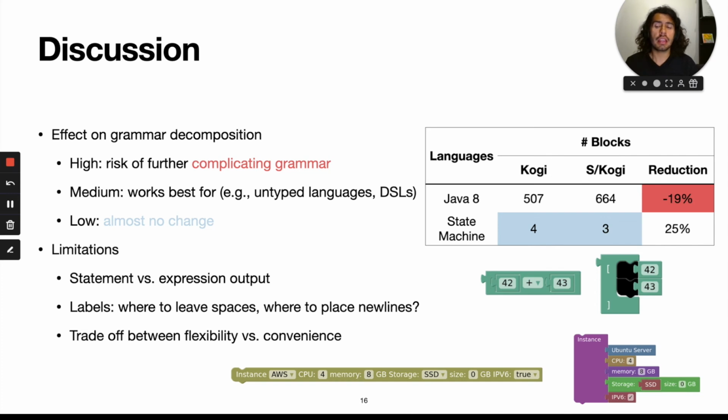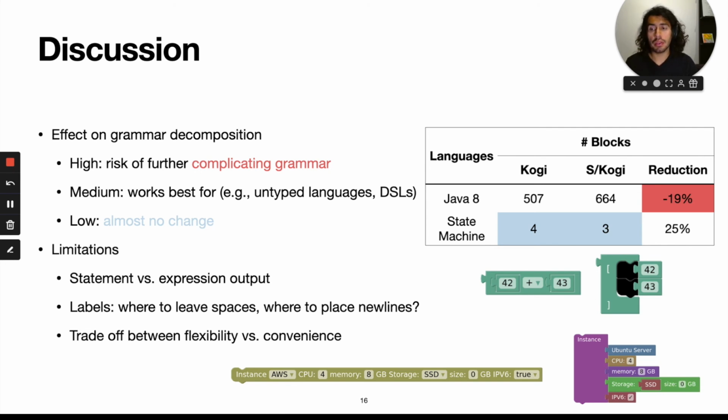Based on medium decomposition, so for untyped languages or domain-specific languages, we noticed that the results of Kogi are quite good compared to Skogi. So this is something interesting. And when there is low decomposition, that means that the grammar is already in good shape, so there is no need for doing transformations. There are almost no changes, as we see here with state machines. So there were little things that can be improved.